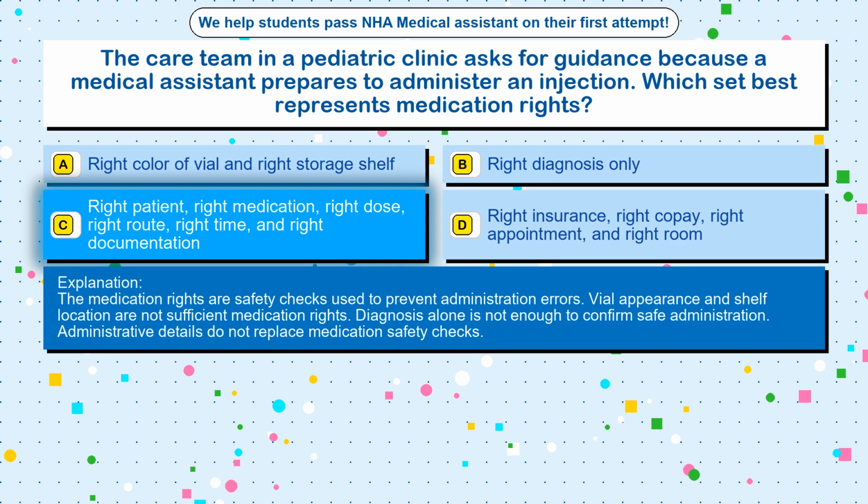The medication rights are safety checks used to prevent administration errors. Vial appearance and shelf location are not sufficient medication rights. Diagnosis alone is not enough to confirm safe administration. Administrative details do not replace medication safety checks.